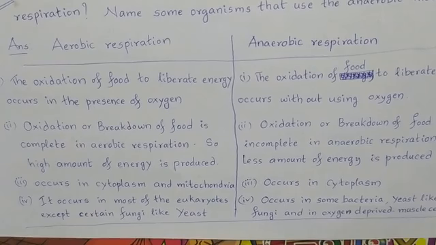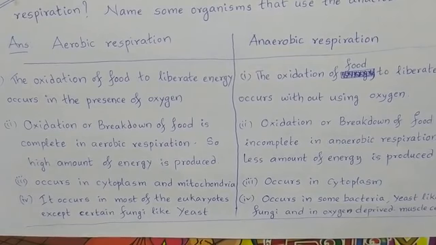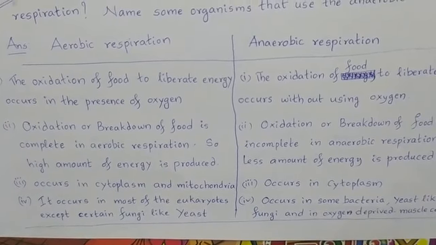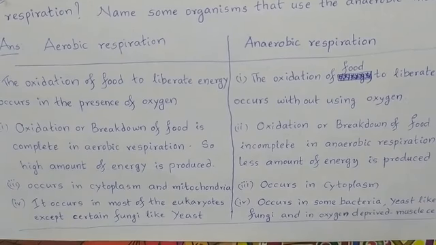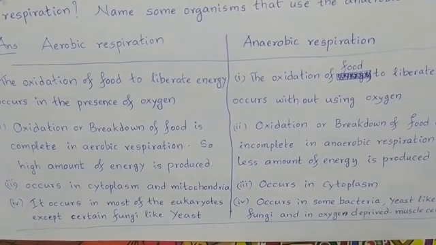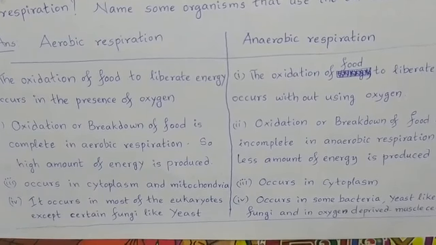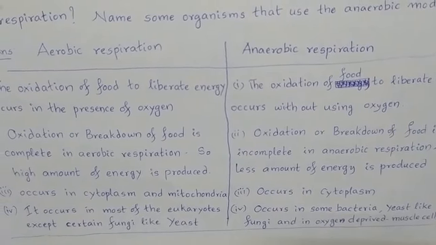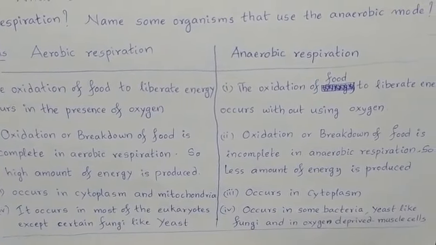Aerobic respiration occurs in the cytoplasm and in mitochondria. Both are involved. Whereas anaerobic respiration occurs only in the cytoplasm. It won't take place in mitochondria. Aerobic respiration occurs in most of the eukaryotes except certain fungi like yeast cells. Anaerobic respiration occurs only in some bacteria and in yeast-like fungi. And when our muscle cells are deprived of oxygen, anaerobic respiration also takes place, because of which we get cramps after strenuous exercise.